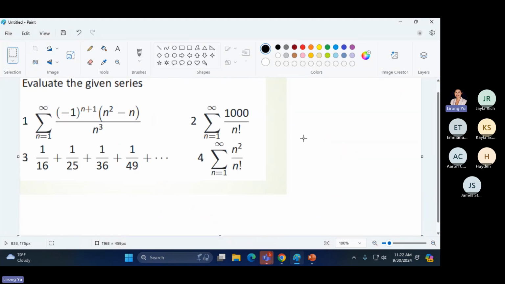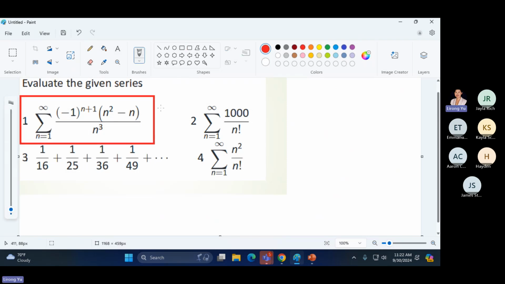I'm going to start with number 1. And this you have to change a little to see how it's related to the special series that we see. To solve this one, what we're going to do is look at that fraction, see how that could be changed. So we can see this is the summation of -1 to the n plus 1 power, and we can write it as n squared over n cubed minus n over n cubed. The cube is the common denominator, the subtraction of the 2. And of course, n goes from.